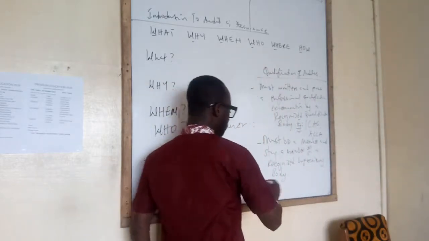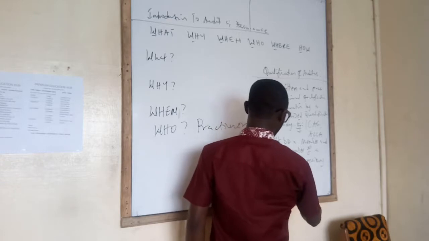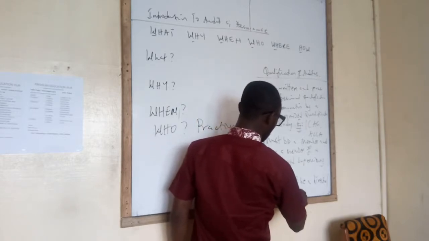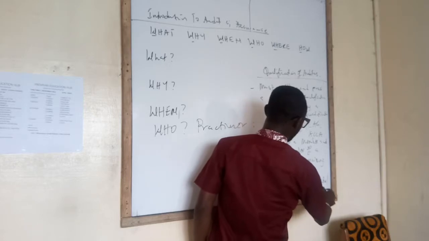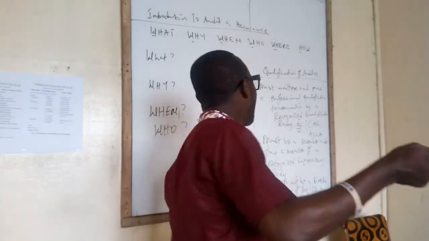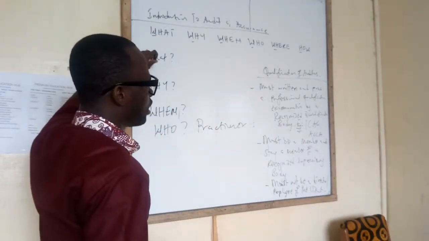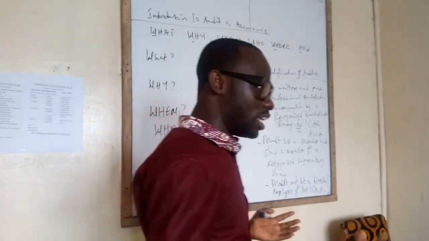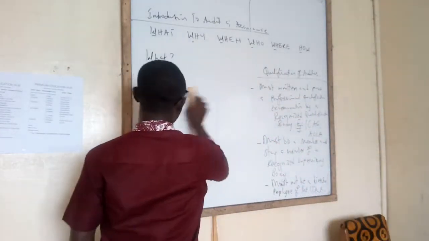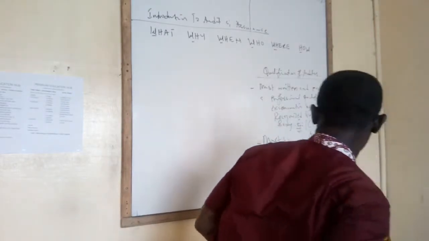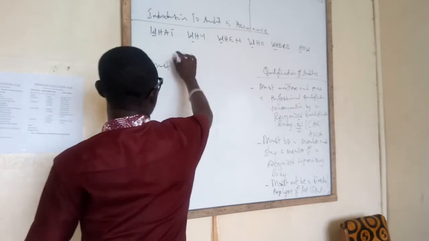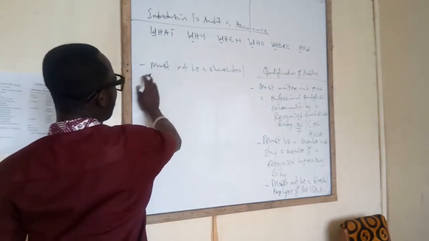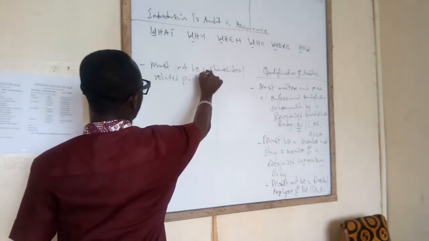Then the third thing is that the auditor must not be a director or employee of the client entity. You cannot be a director, because remember the word I mentioned under the definition. What is auditing? It is independent. If you are a director or an employee, then you are not going to be independent. Also, the auditor must not be a shareholder or a related party of the client.